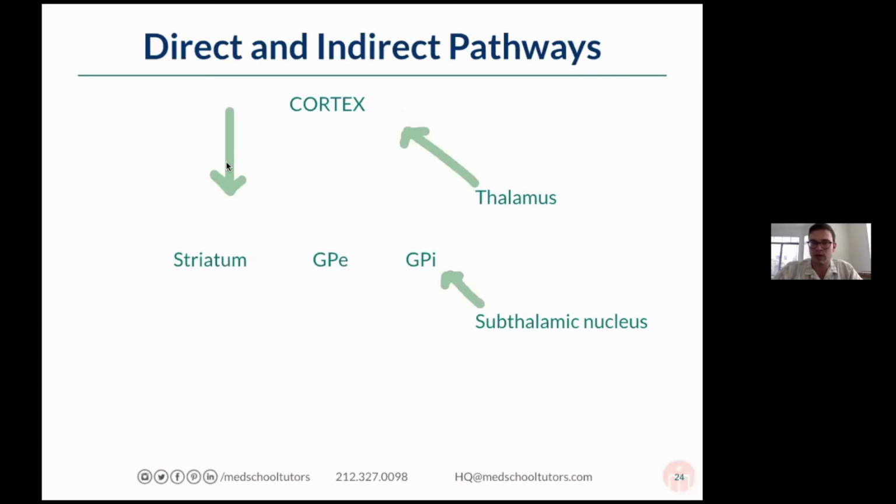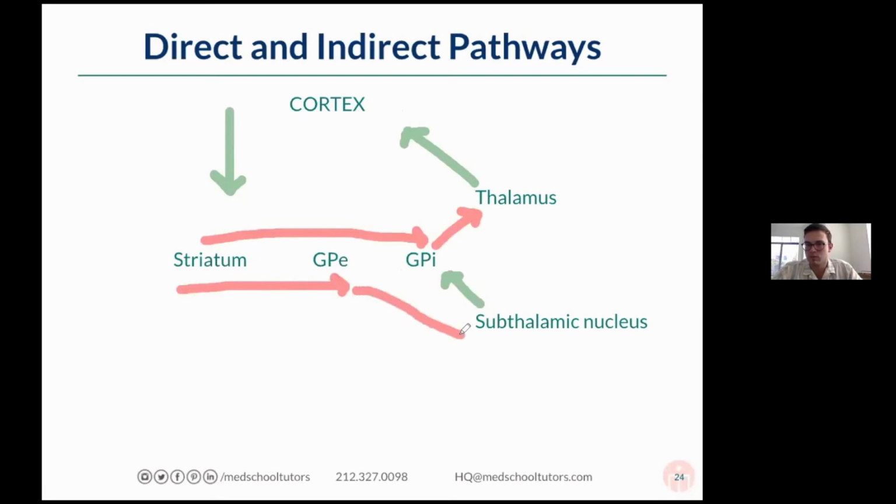Let's start with the direct pathway, right? If you are the striatum and your job is to get to the thalamus, right? And you only want to stop once, you're going to go directly to the GPI, GPI to the thalamus. Okay, I'll do the indirect pathway below. It's going to be indirect. You're going to pit stop.